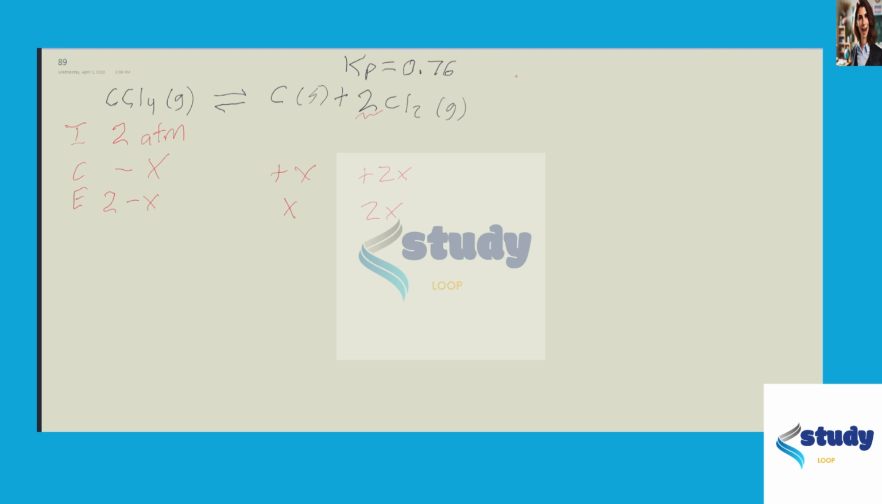Now let's think about our Kp expression. Kp is the pressure of products over reactants. So it's the pressure of Cl2 squared over the pressure of CCl4. Carbon is a solid and does not enter into this. So that is going to give us the quantity 2x squared over 2 minus x. That equals 4x squared over 2 minus x, and that equals Kp, which we know to be 0.76.